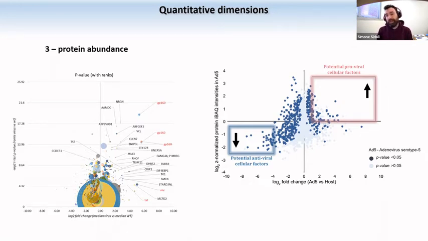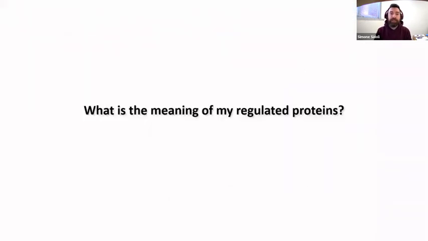So remember that, in a simple proteomic experiment, you have these 3 quantitative dimensions that you can use. And now, let's see how we exploit them, right? So the first question that you have when you have these big tables is, what is the meaning of my regulated proteins? What are my regulated proteins?